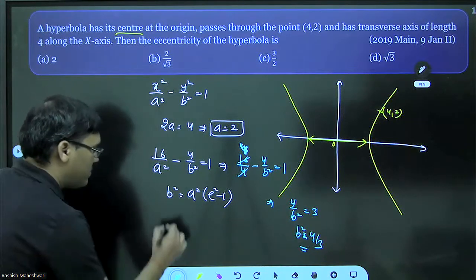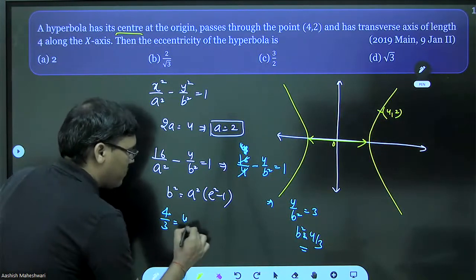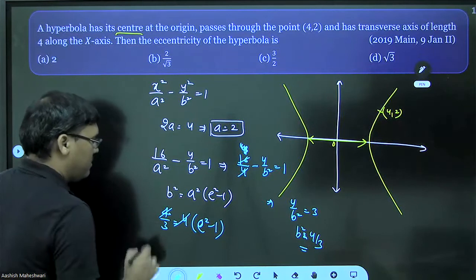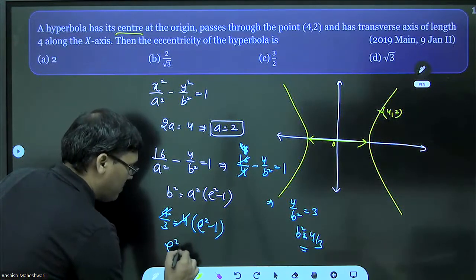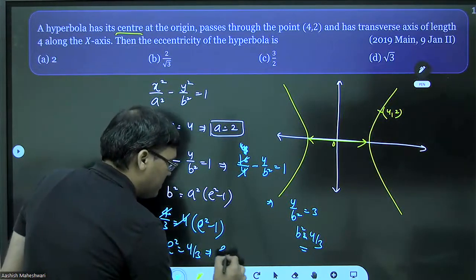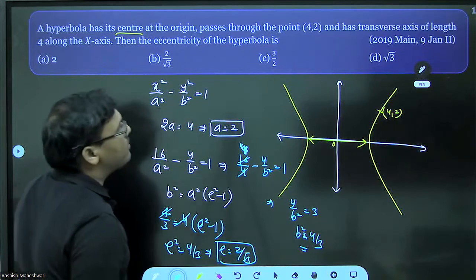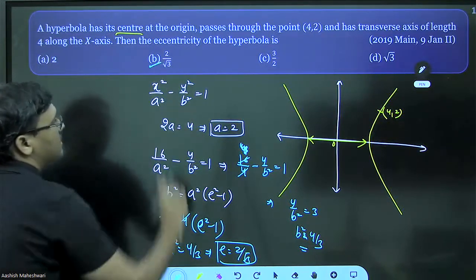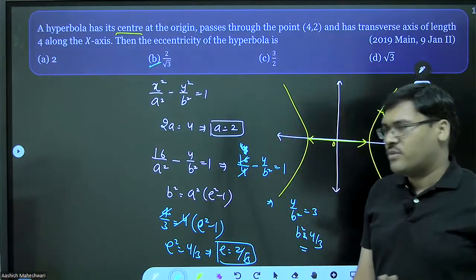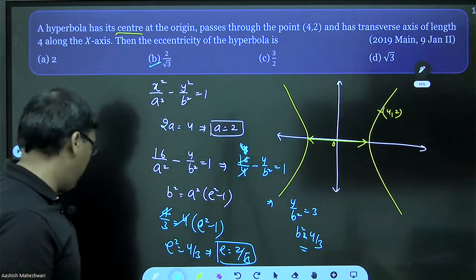You can substitute here. This is 4 by 3. What is A square? A square is equal to 4, and this is E square minus 1. It will cancel out. So what is E square? This is 4 by 3. You can check the calculation. What is the answer? E is equal to 2 by root 3. So this is again a pretty simple question. 2 by root 3, that is option D is the answer. All these questions have appeared in previous years' questions, right? You can see very easy question, JEE Mains question, right? Simple formula application.